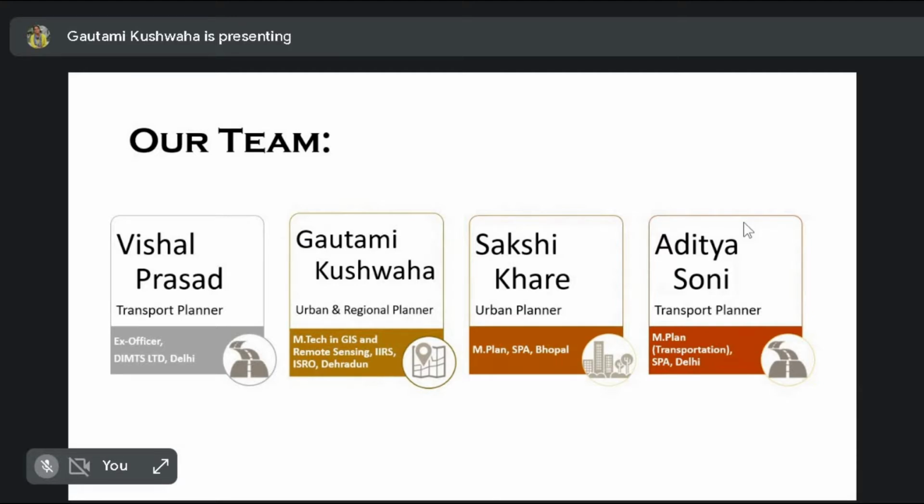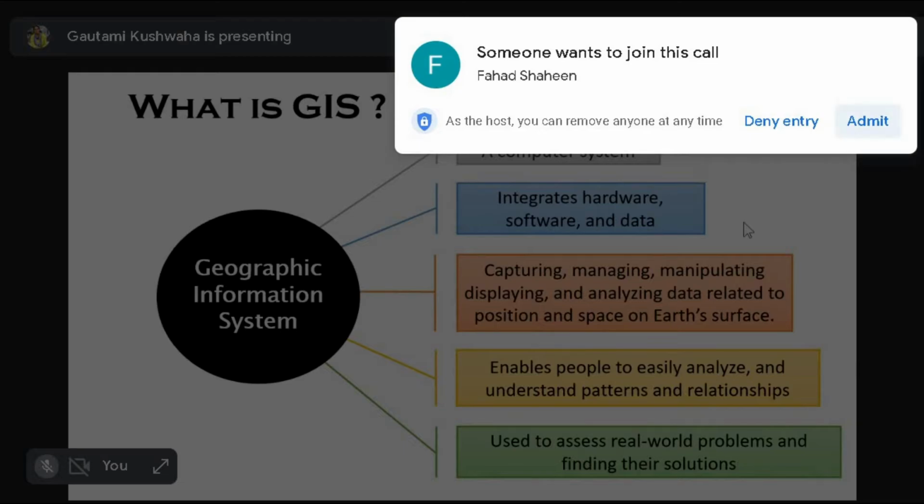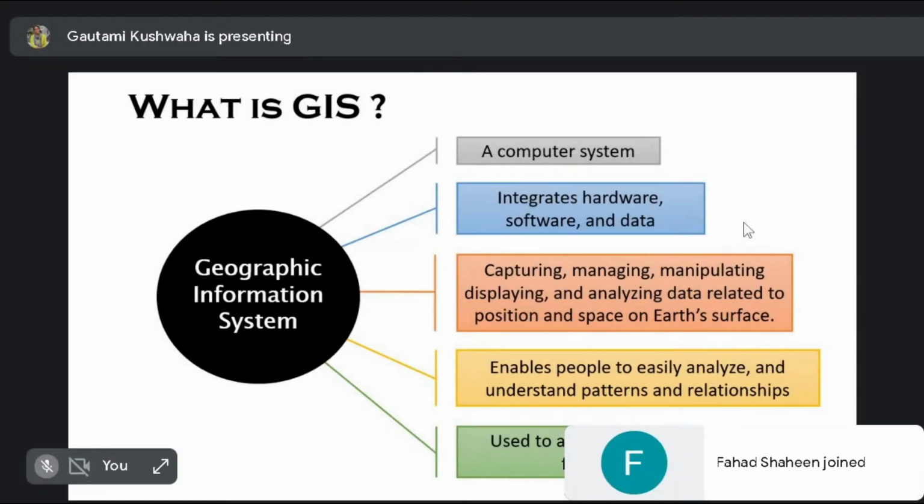Let me quickly go through what GIS is. I hope that most of you are well aware of what this software and tool is. But in case someone doesn't have clarity, let me quickly go through what this software is and what you are getting yourself into. GIS stands for Geographic Information System. This is a software system which takes data about position and space on Earth's surface. You can do calculations on that data, you can manipulate it, and you can analyze real world problems by understanding various kinds of patterns and relationships between different factors.